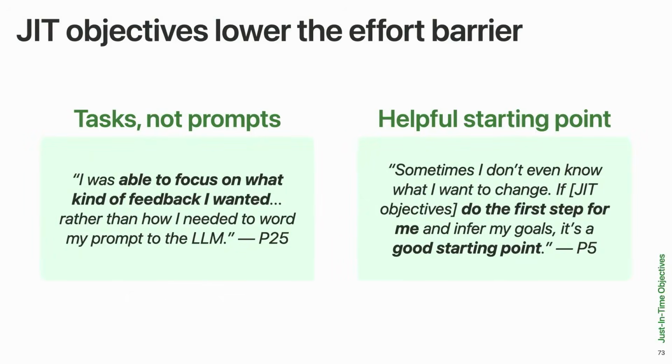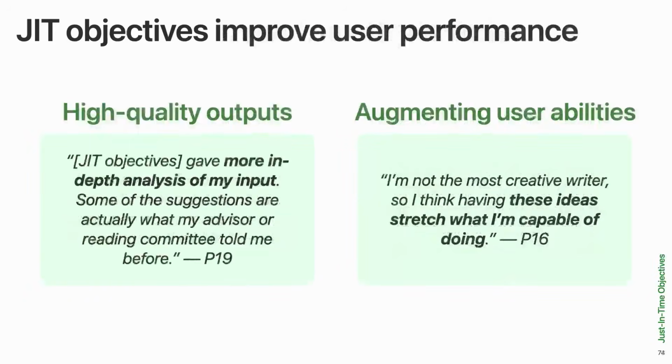We found that because JIT objectives were sufficiently accurate, they reduced user effort, having them focus not on prompting the language model, but on the type of feedback they wanted. And it provided a helpful starting point where it's often hard to articulate your goals to a system. And they also ended up improving the ultimate task performance.